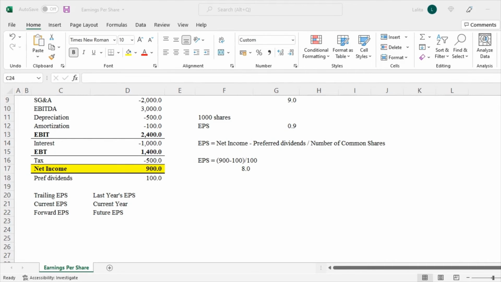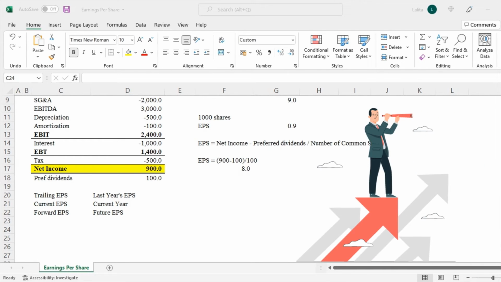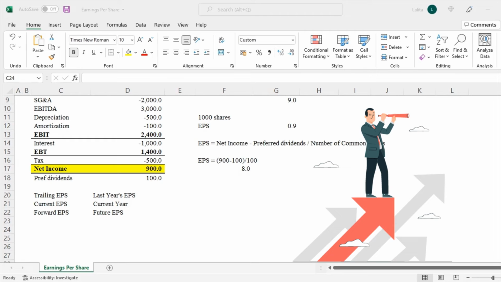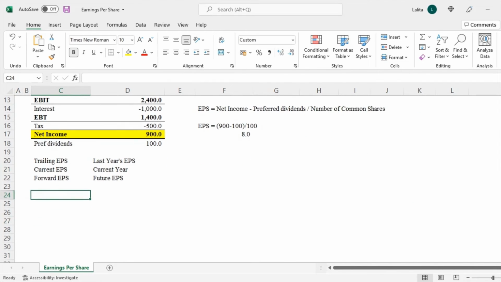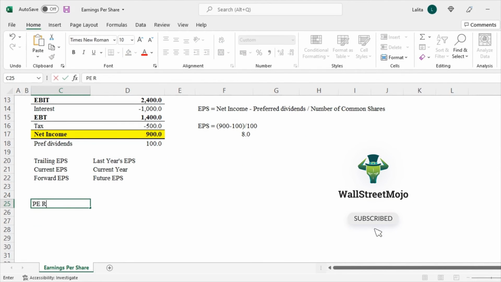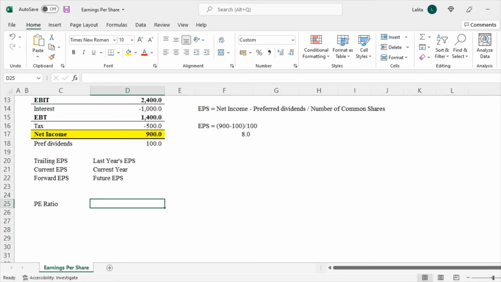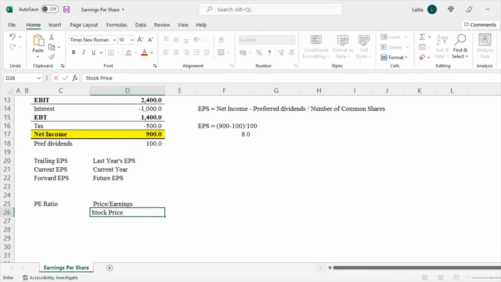Okay. The most important application of EPS is from the point of view of an investor. EPS essentially helps us in understanding whether you should invest in this company or not. So let's understand how it can be done. Have you heard about this ratio called the PE ratio? What is PE ratio? PE ratio is nothing but price divided by earnings. Price is nothing but your stock price, that is the current price in the market, and earnings is nothing but your earnings per share. So stock price per share, earnings per share.